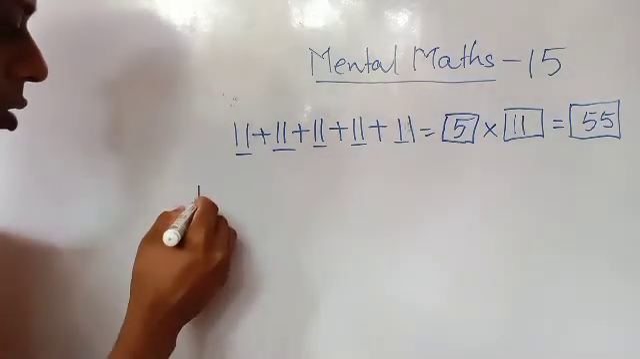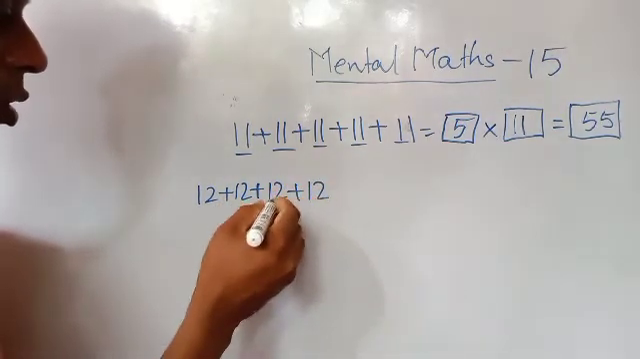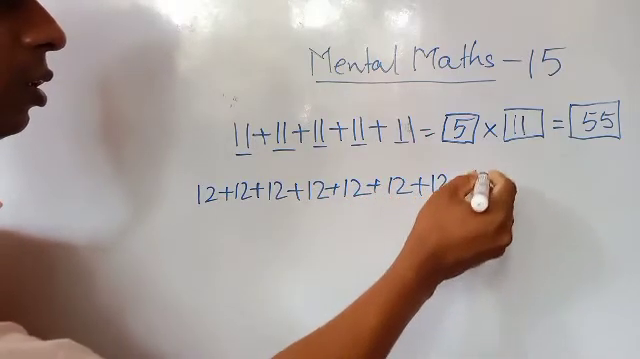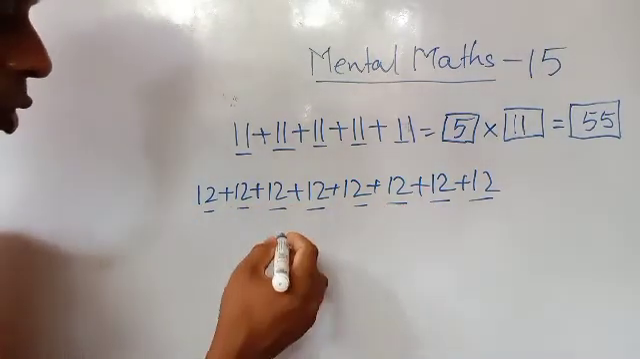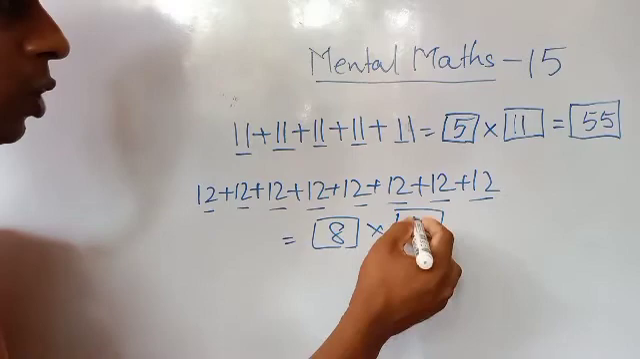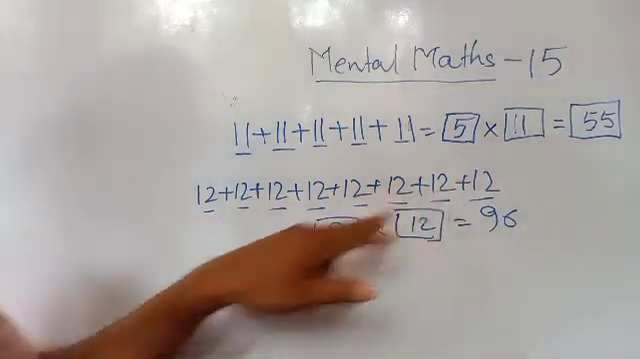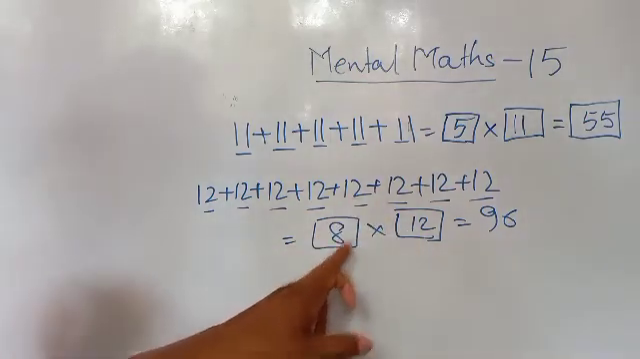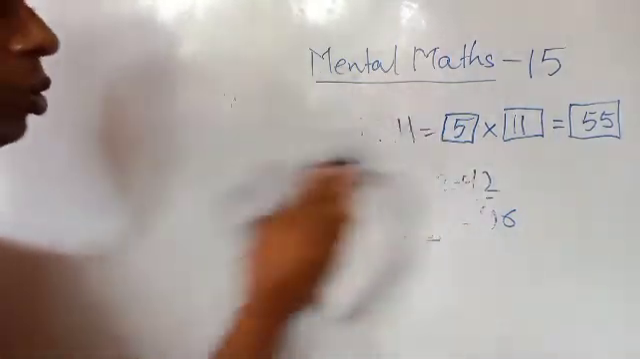Now another one, 12 plus 12 plus 12 and so on. 1, 2, 3, 4, 5, 6, 7, 8. How many times? 8 times. So 8 times 12 equal to 96. So 8 you write first. Then which number? 12, 8 times. So 12 into 8 or 8 into 12, 96. So this type of sum you have to do this way.